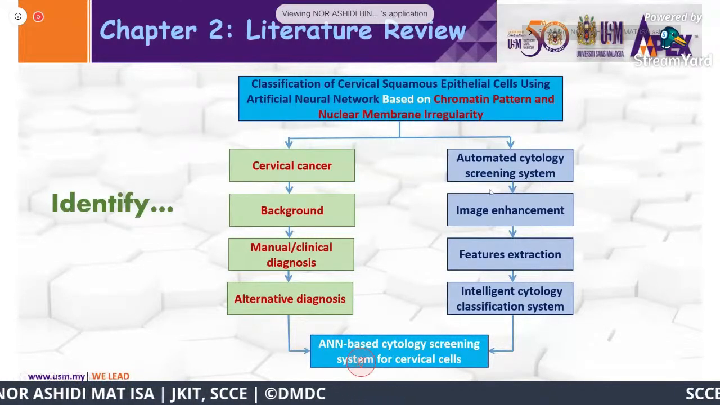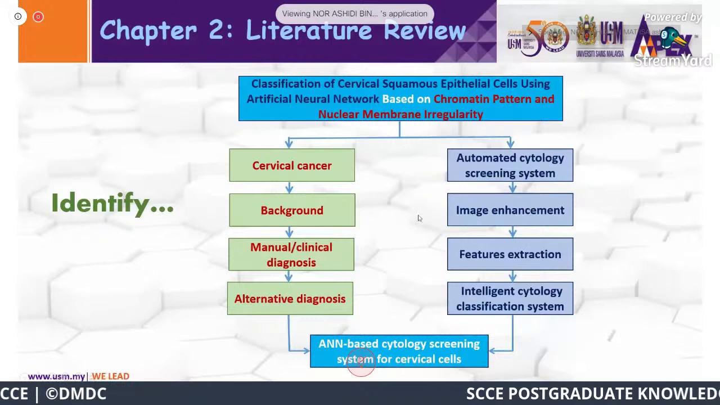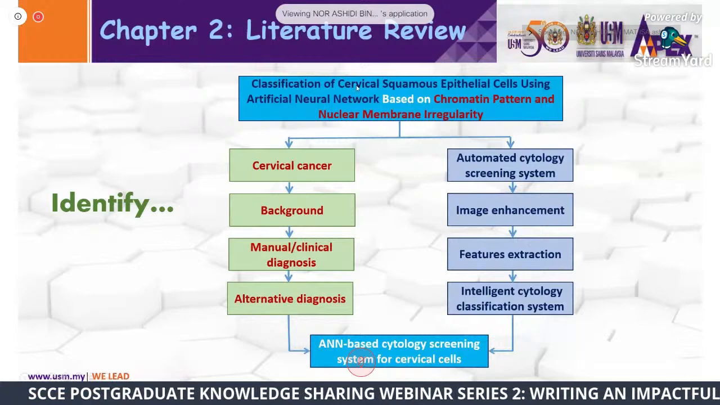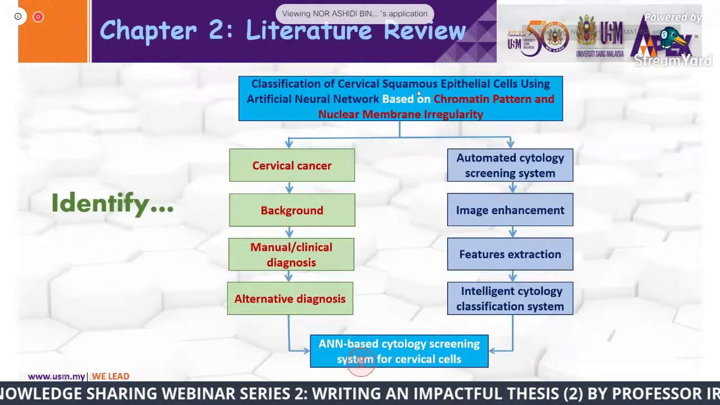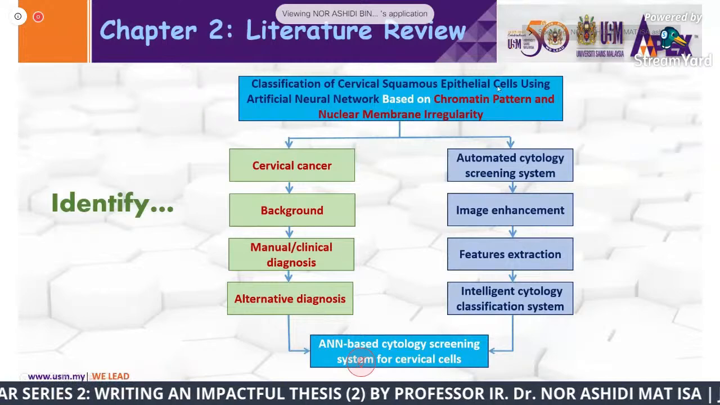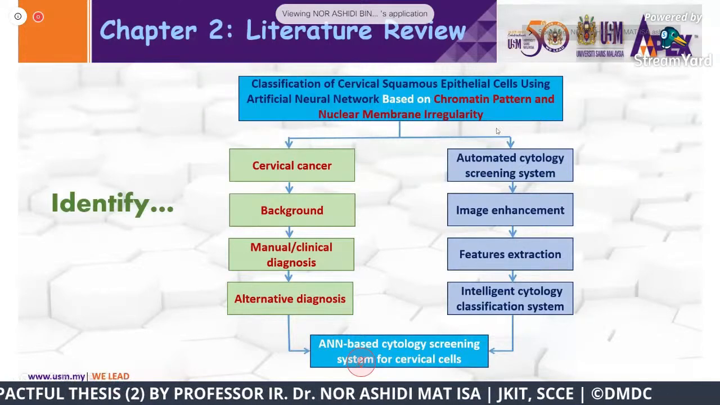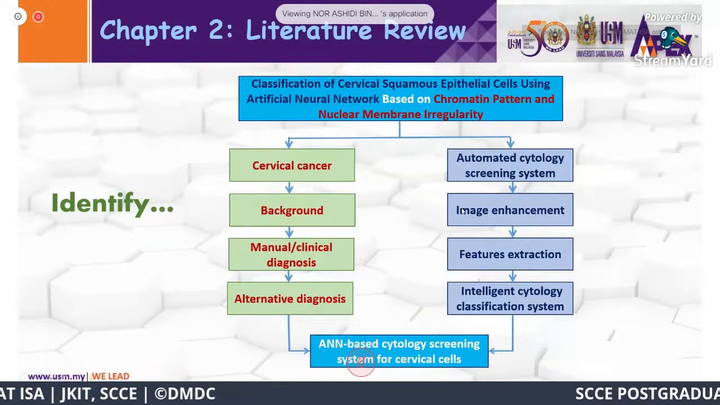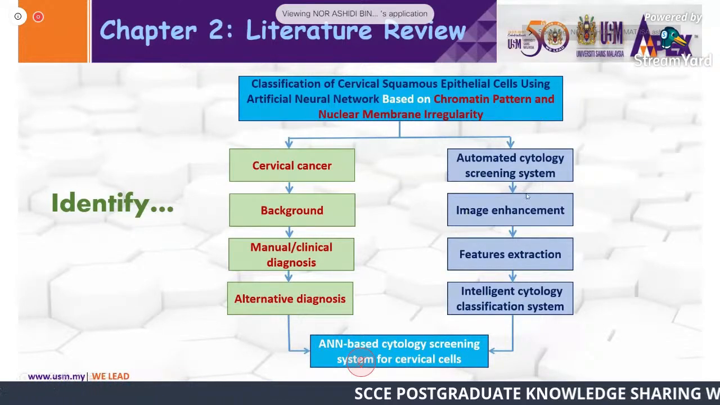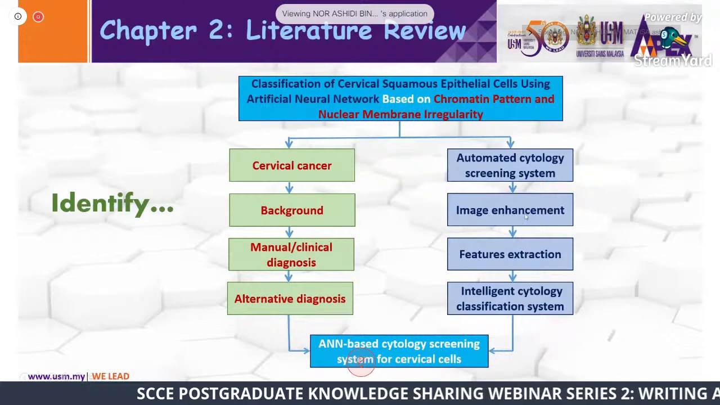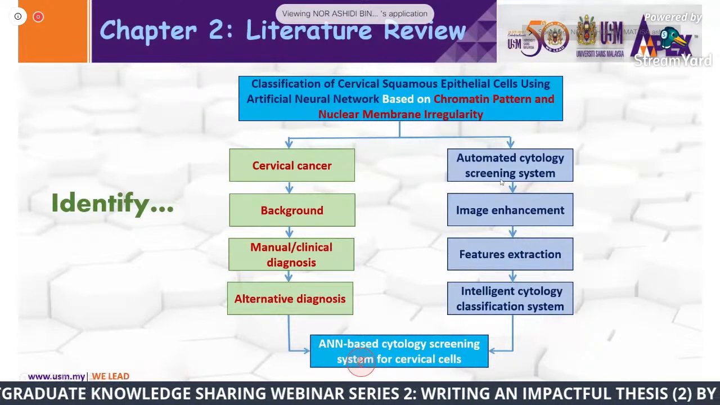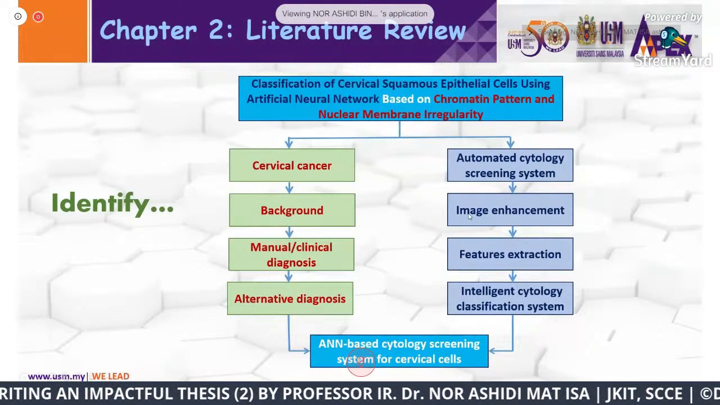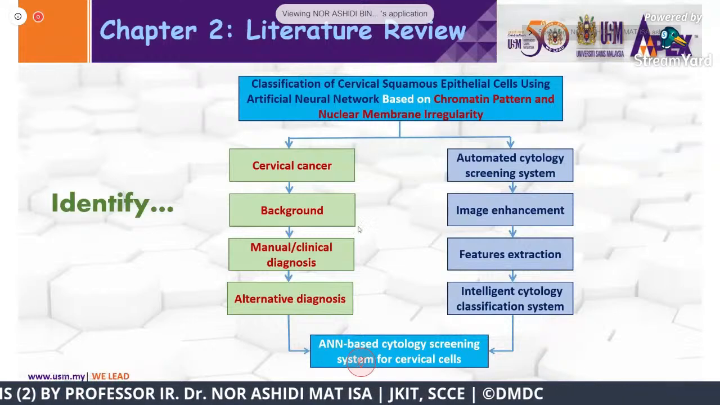In this cytology screening system, I have the image enhancement. I want to identify, investigate, and process the cervical cell characteristics, so I need to know what the problem of the current cervical cell is, because of the low quality, low contrast and so on. So what are people trying to do in order to improve the quality? We have the image enhancement.